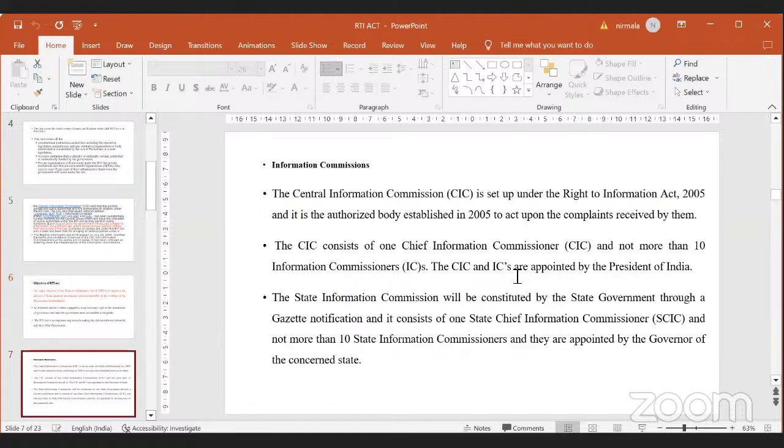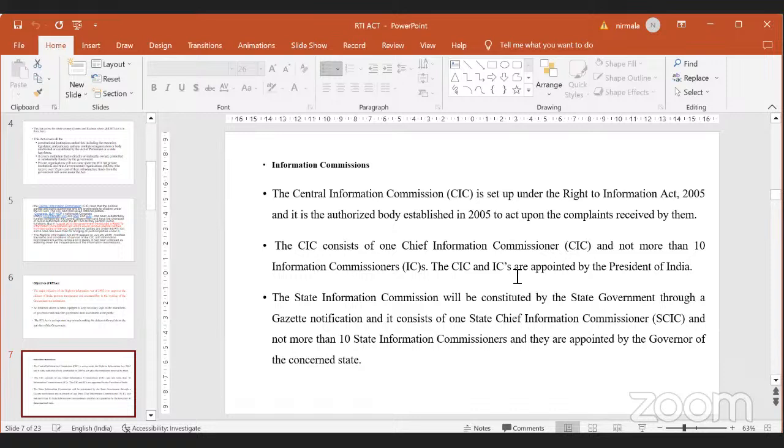And if you see the 2 major bodies that are functioning based on the provisions of the Right to Information Act, one is the Central Information Commission and the other one is the State Information Commission. So the Central Information Commission is set up under the provisions of the Right to Information Act of 2005, and it is a body that will be taking up the complaints received by the public.